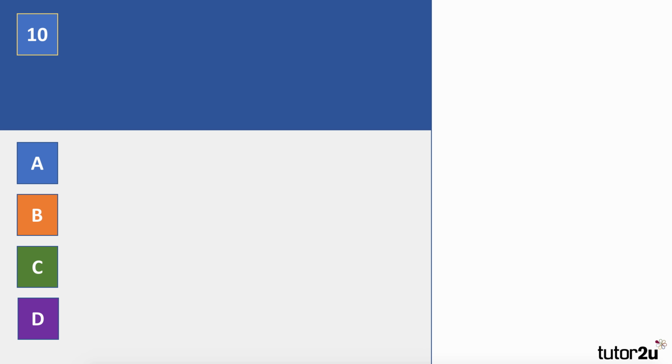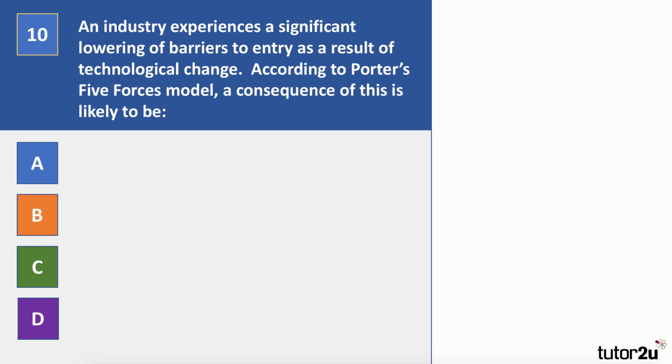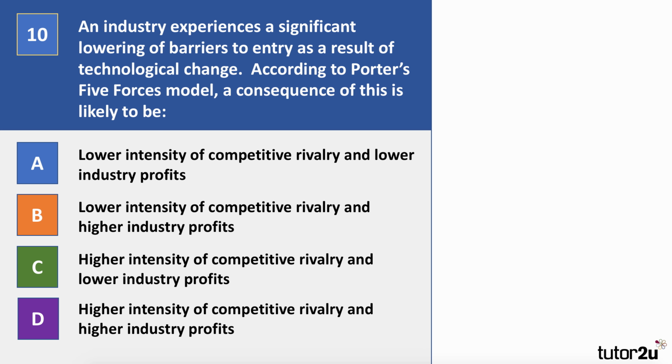Question 10. Have a look at this one. An industry experiences a significant lowering of barriers to entry as a result of technological change. According to Porter's 5 forces model, a consequence of this is likely to be what? Which of these 4 combinations of consequences? Pause the video and think carefully about this one. Press play when you're ready to check your answer.